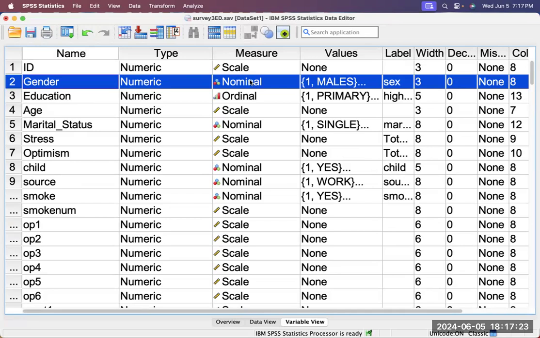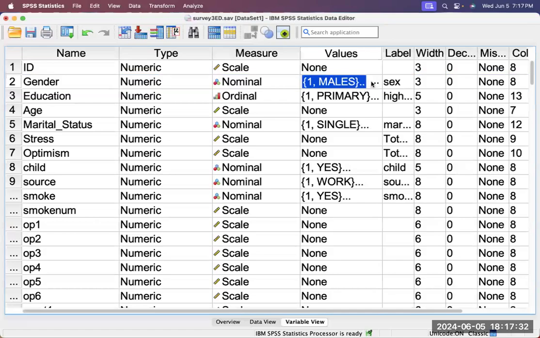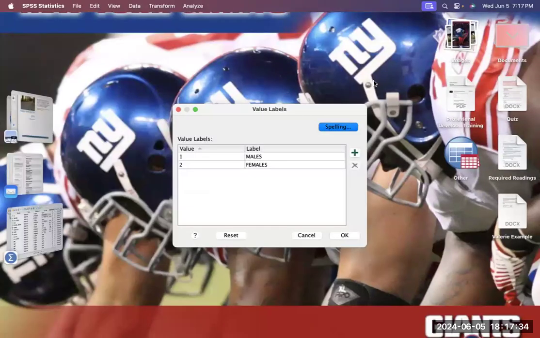Now, let's do one more thing. Remember I said it has to have value labels? Let's go right here to values. Now, notice that I have the three little dots, and I click on those. That opens up, and look at what I have there. Those are the value labels. So anywhere in SPSS under the gender variable, if I put a 1 in, I know that's a male. And if I put a 2 in, that's a female.